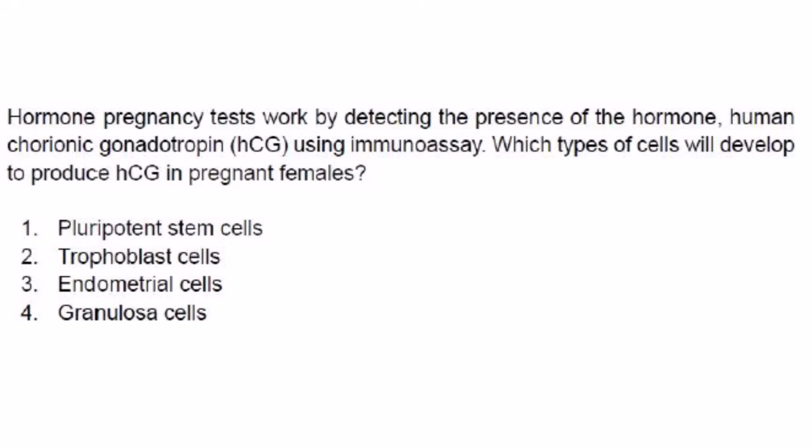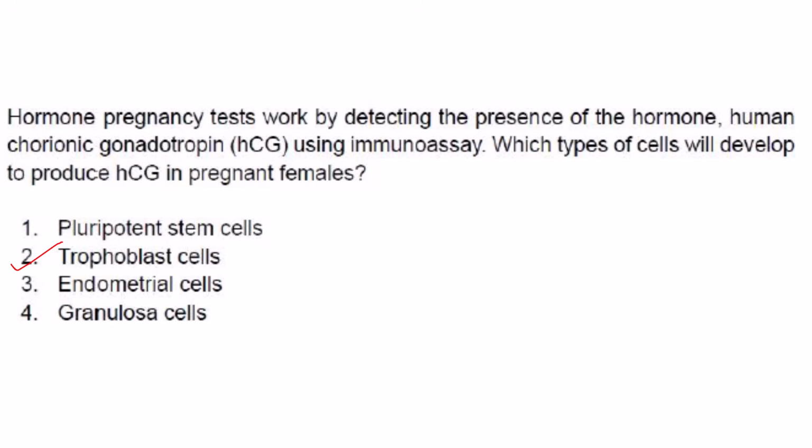Then next one, a pregnancy test works by detecting the presence of the hormone human chorionic gonadotropin using immunoassay. Which type of cells will develop to produce HCG in a pregnant female? So they have asked which cells are involved in the production of human chorionic gonadotropin in a pregnant female. The cells which are involved in the production of HCG are your trophoblast cells.